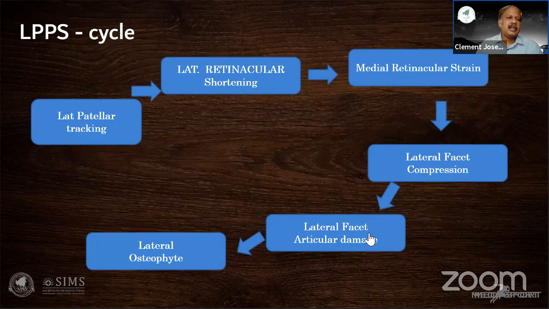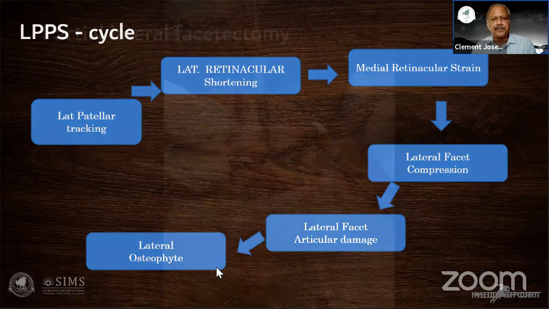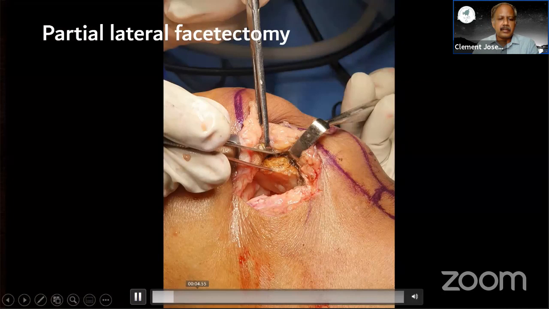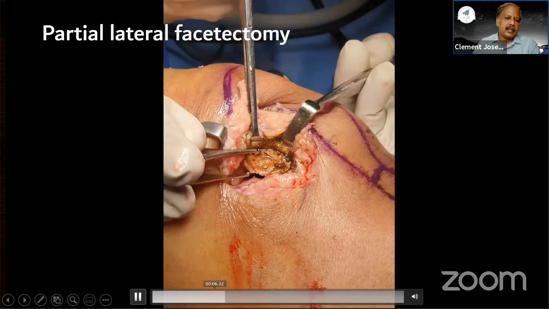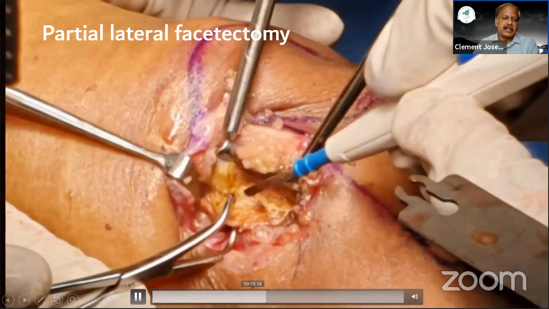So this is the patellar syndrome pain cycle. Tight structures can produce lateral retinacular shortening and they can lead to medial retinacular strain and medial joint pain. Lateral facet could be compressed, leading to facet articular damage and a lateral osteophyte. And you can see here one of the patients undergoing the procedure. Very prominent osteophytes. You can also clear irregular cartilage bumps on the trochlea, and the anterior surface of the patella is exposed. Nearly a centimeter of bone is being sawed off from the lateral facet.